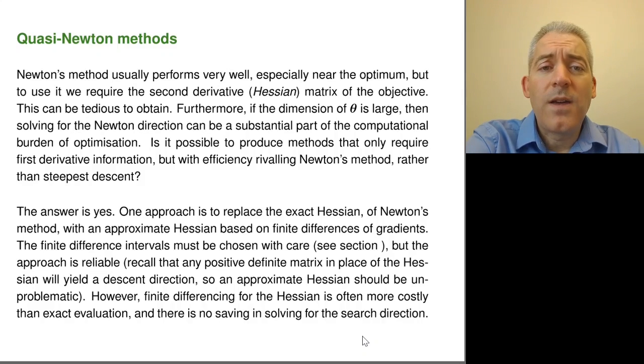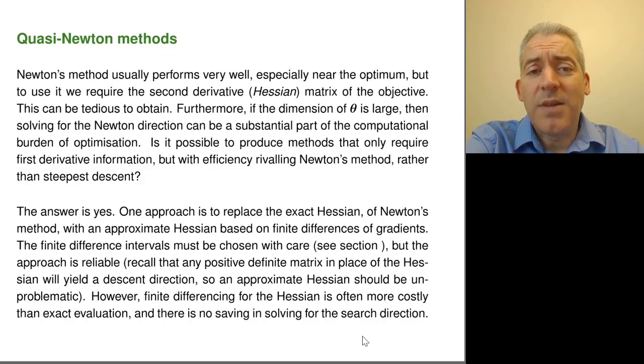So if we want to get that benefit of that second order information, then we need to evaluate the Hessian matrix, but that comes at a cost. For certain kinds of problems, it can be tedious to obtain, but for other problems, it can be really very problematic to obtain, certainly in reasonable time.